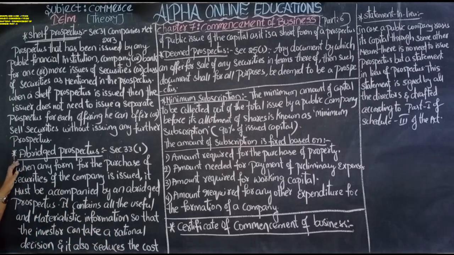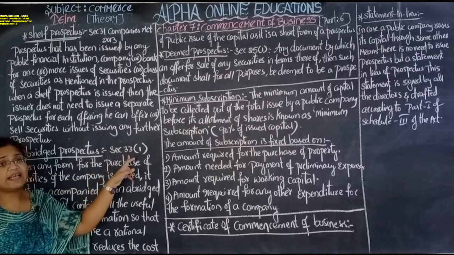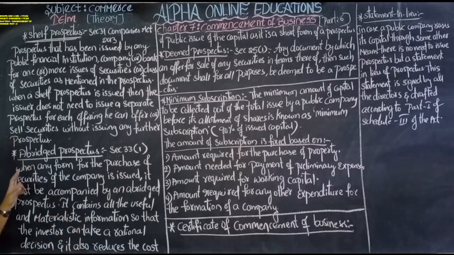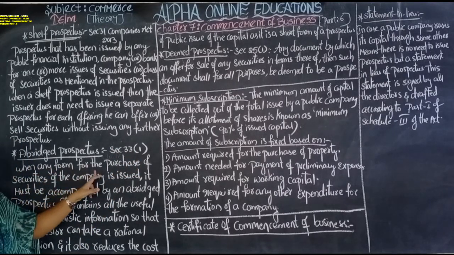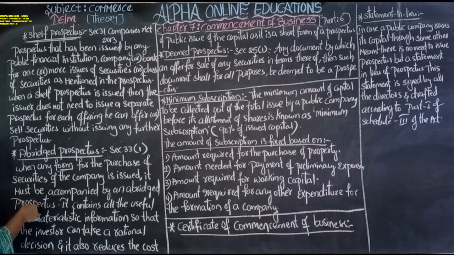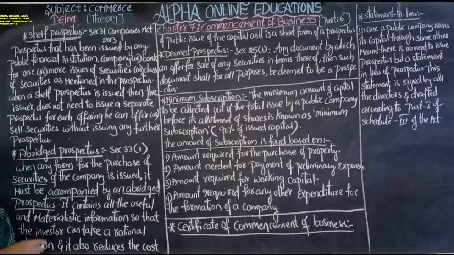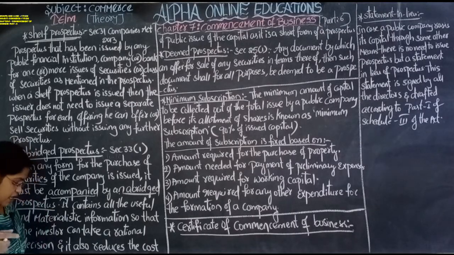So an abridged prospectus means a shortened prospectus, according to Section 33 subsection 1. What it says is, when any form for the purchase of securities of the company is issued, if any form is issued in order to purchase the securities of one particular company, it must be accompanied by an abridged prospectus. When a form is issued for the purchase of securities, the prospectus will be shortened, reduced.